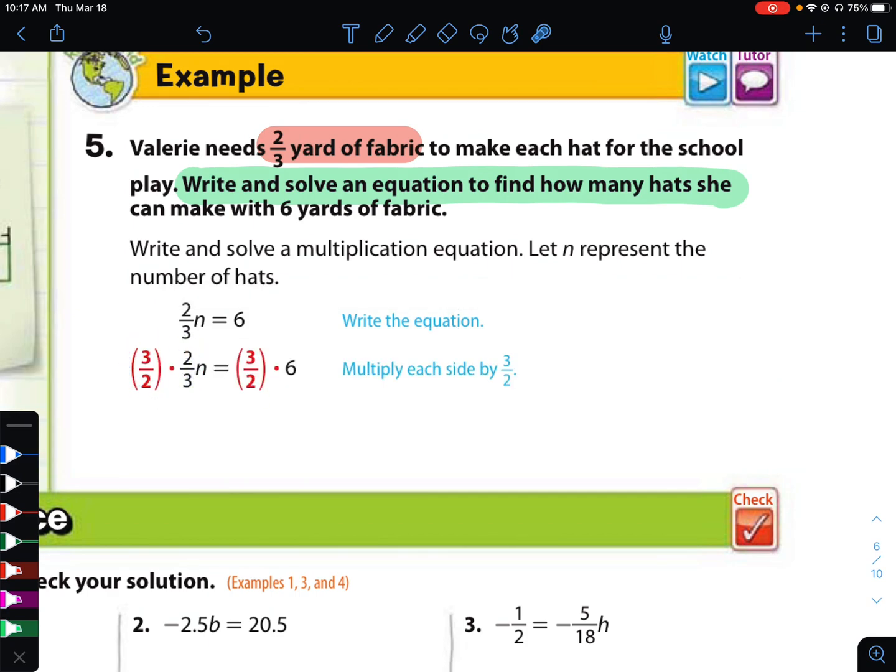So this one becomes 1, and you're left with n. If you want to make this into a fraction, 6/1, we can actually cross cancel. That's a 1, that's a 3. And therefore n is equal to 9 because 3 times 3 is 9. So Valerie in this case can make 9 hats.